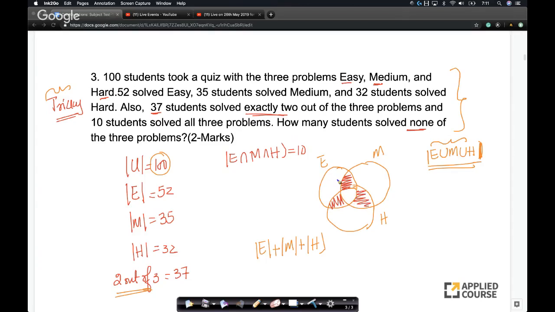Okay, and I'll also shade this in blue. What is this blue element? This blue element is the set of students who have solved all the 3 problems, and we know the number of students who have solved all the 3 problems is 10. Right?